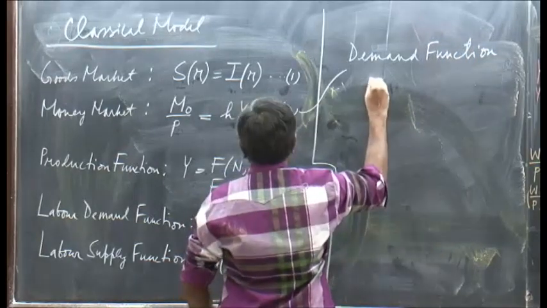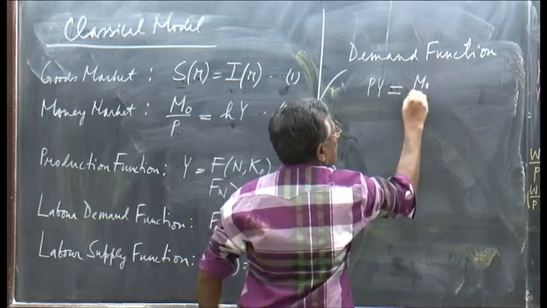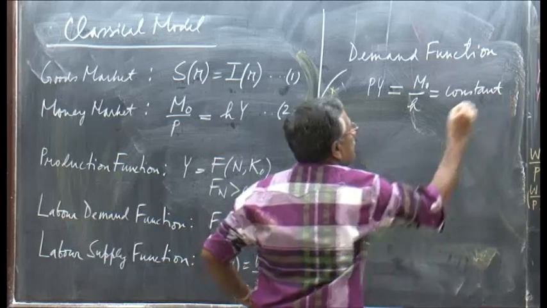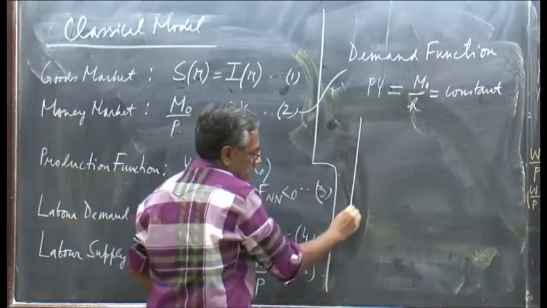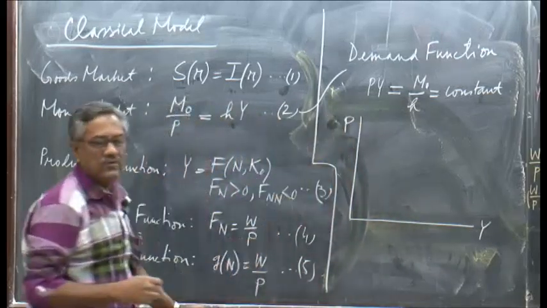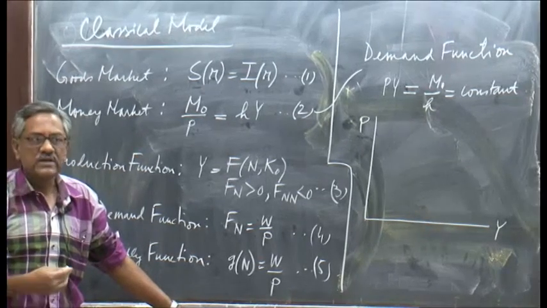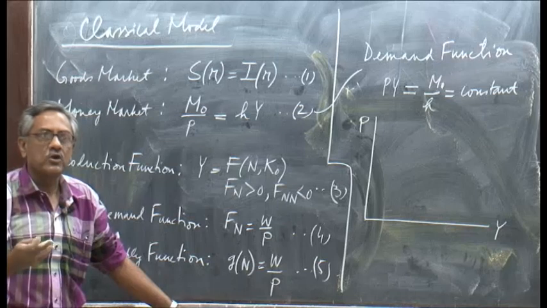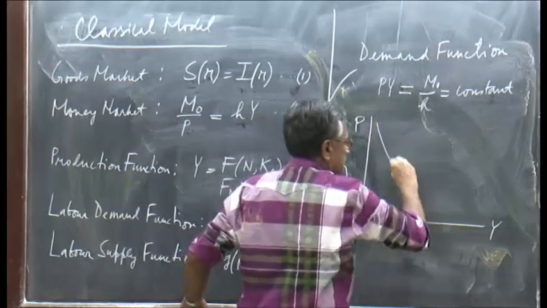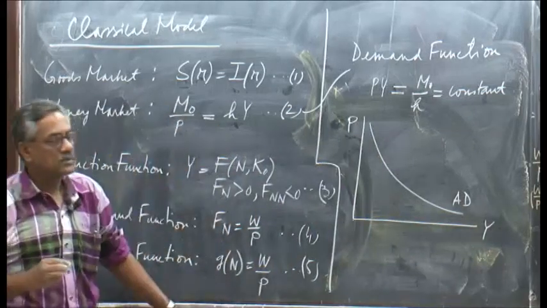And you can see that in this demand function, PY is equal to M naught over H, which is a constant. So what kind of a demand function is it, on a P-Y plane? On a P-Y plane, what kind of a demand function is this? A rectangular hyperbola. It's a rectangular hyperbola. Am I clear or not? So I have a demand function like this, which is the aggregate demand function. It's a rectangular hyperbola.